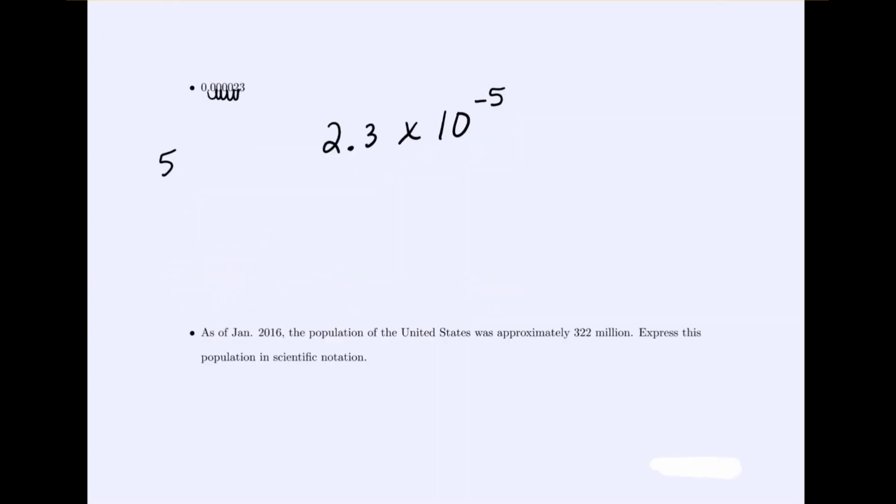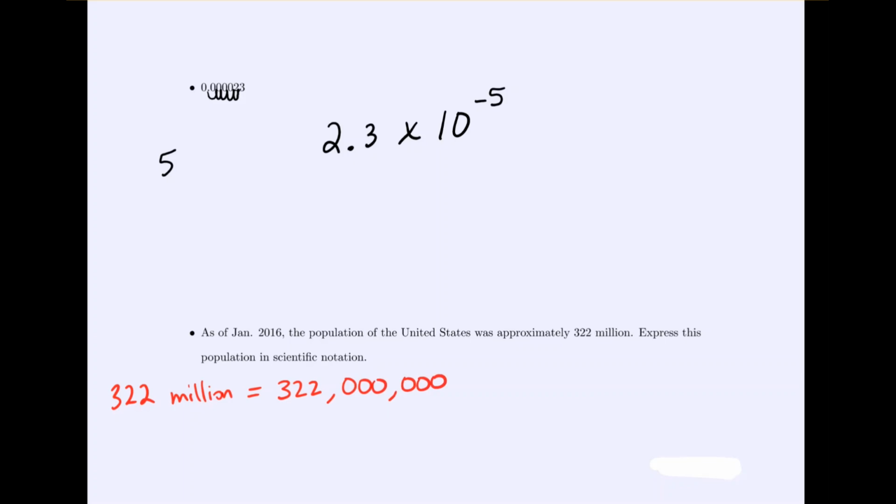Now in this example, we've got just a small word problem. As of January 2016, the population in the United States was approximately 322 million. Express this in scientific notation. To do this, I would first say we need to be able to express what is 322 million just in terms of digits. That's going to be equal to 3, 2, 2, and a million has 6 digits, so it would be followed with 6 zeros.